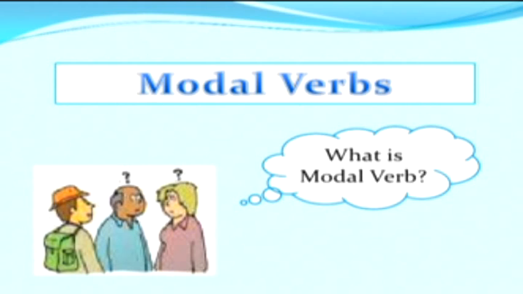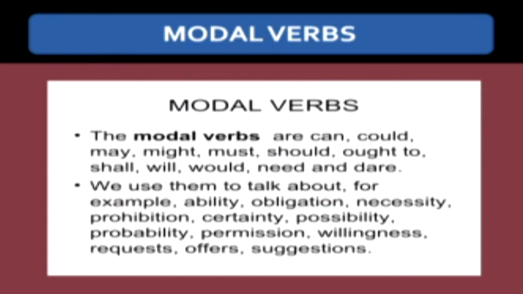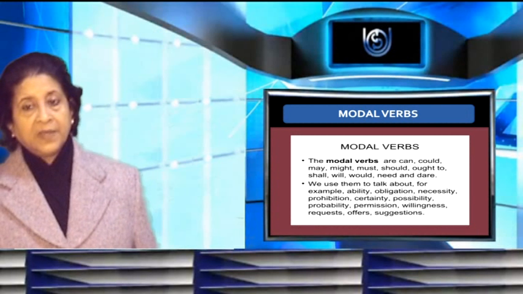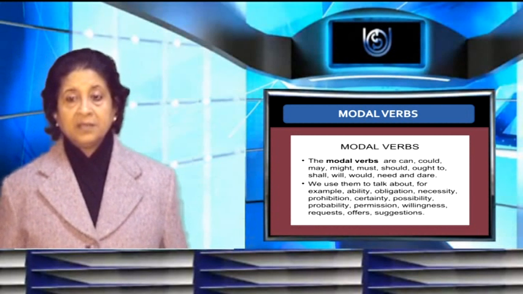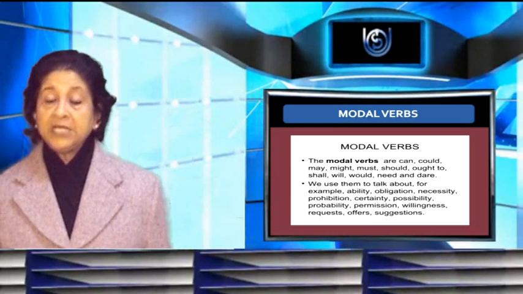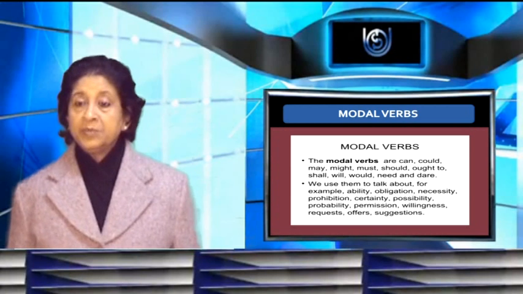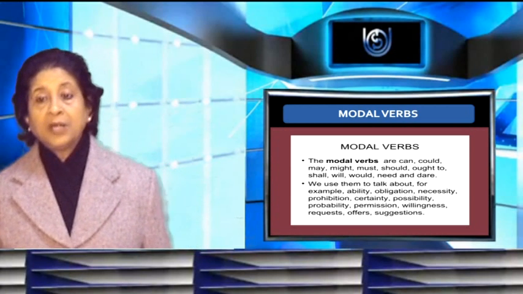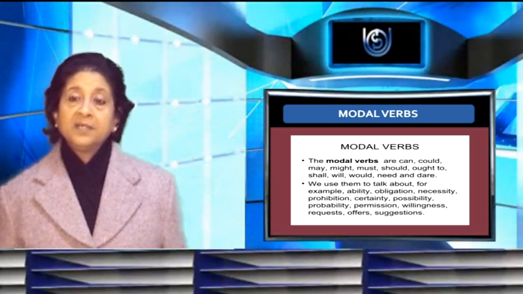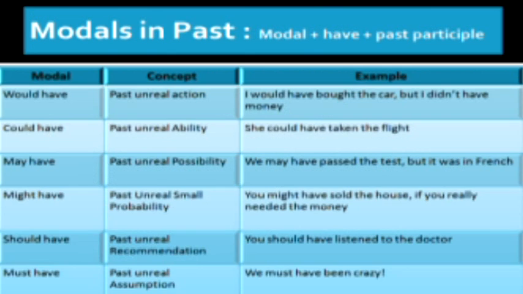Now, modal verbs. What is a modal verb? Modal verbs are can, could, may, might, must, should, ought to, shall, will, would, need, and dare. We use them to talk about, for example, ability, obligation, necessity, prohibition, certainty, possibility, probability, permission, willingness, request, offers, and suggestions. These are modal verbs.